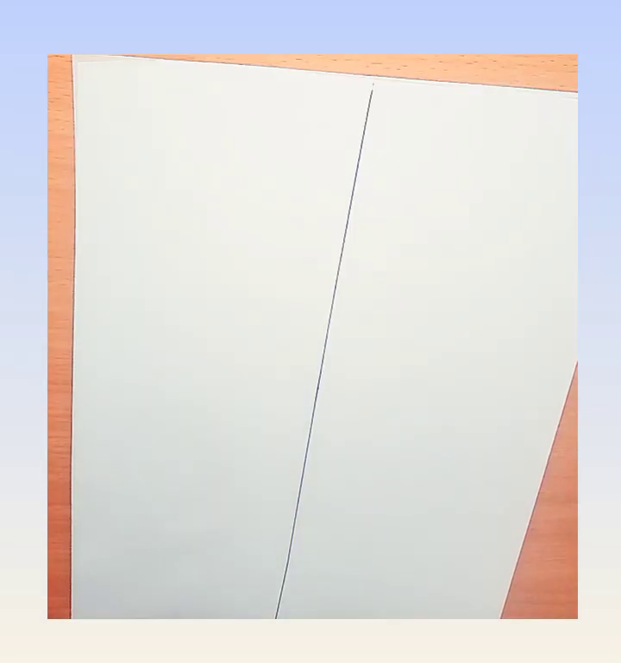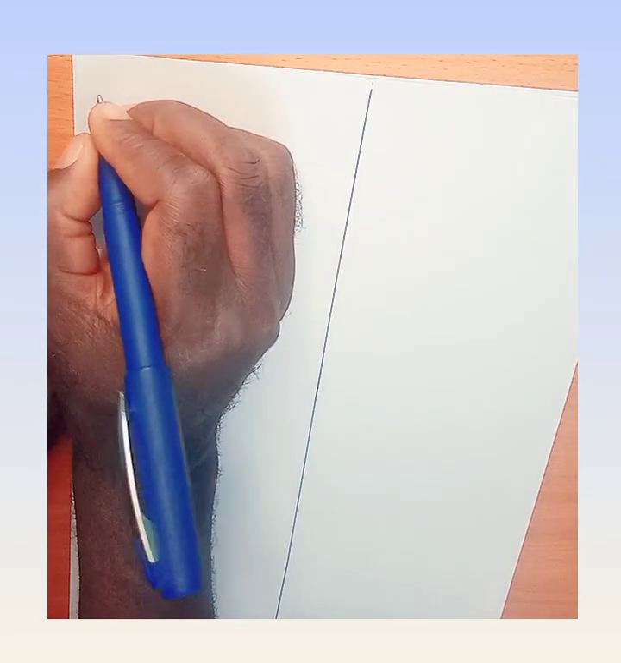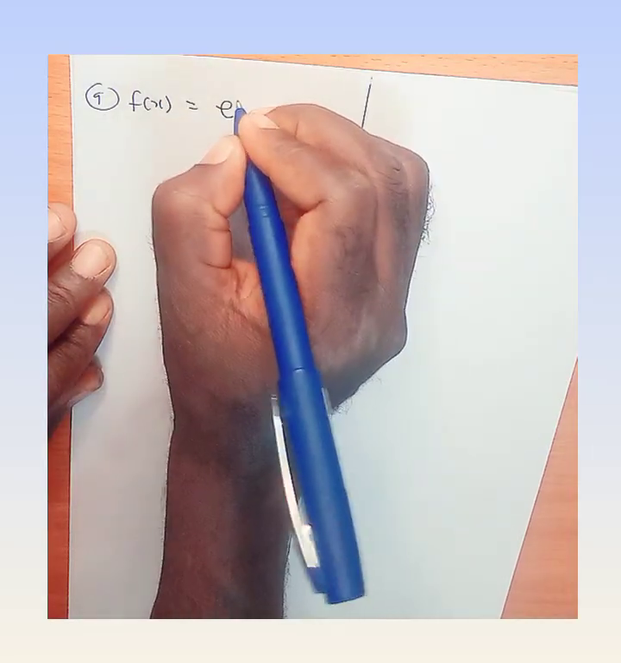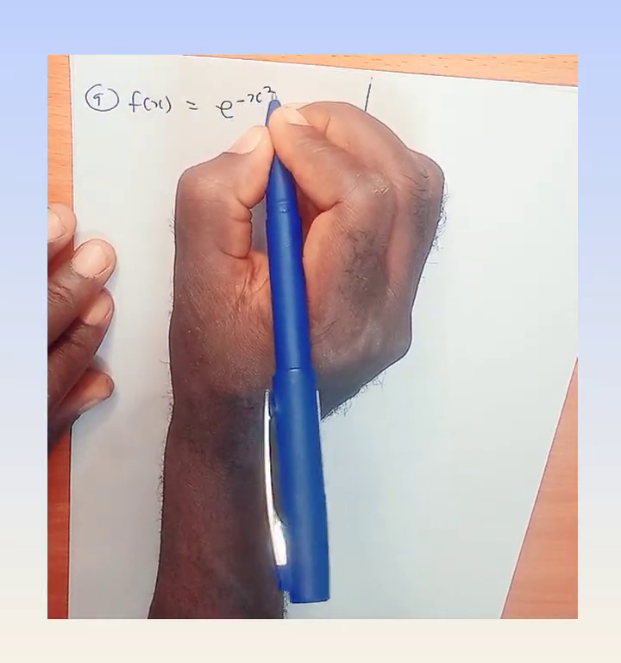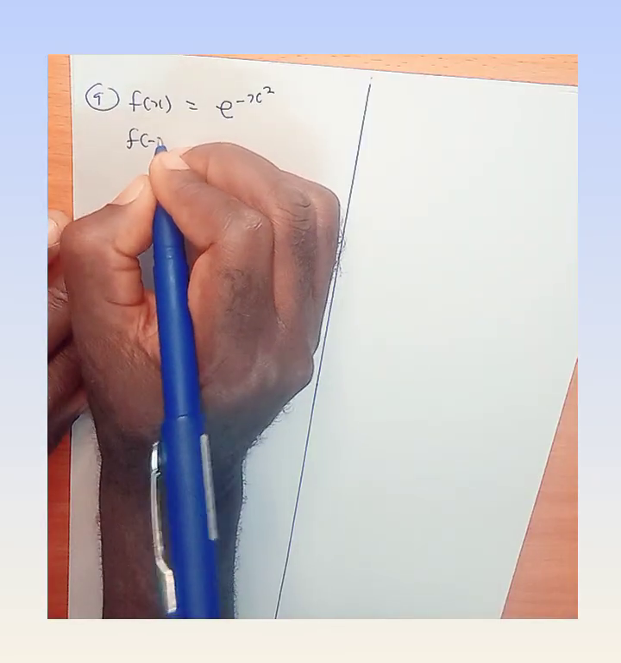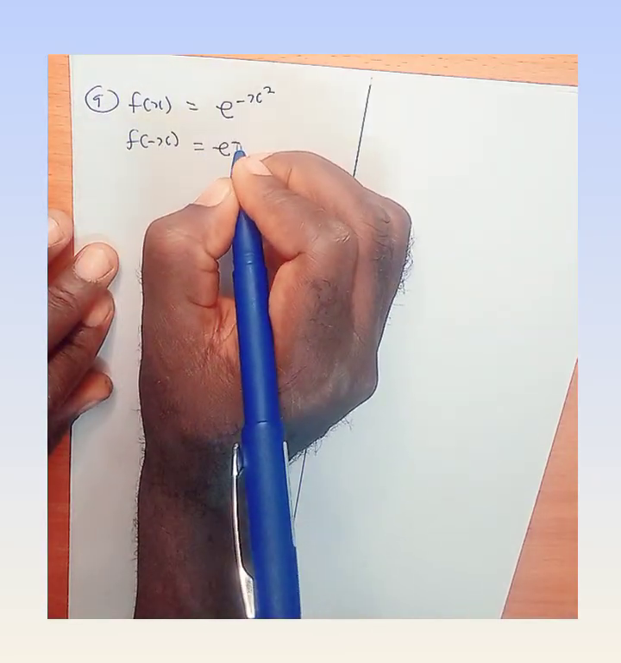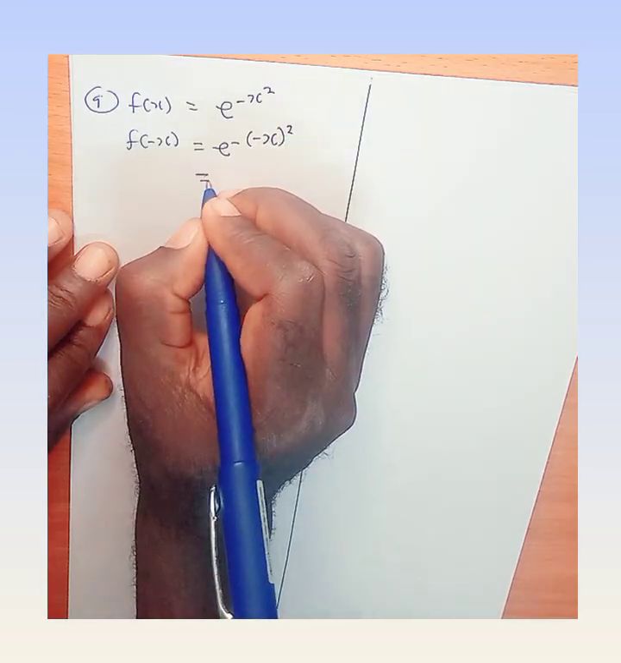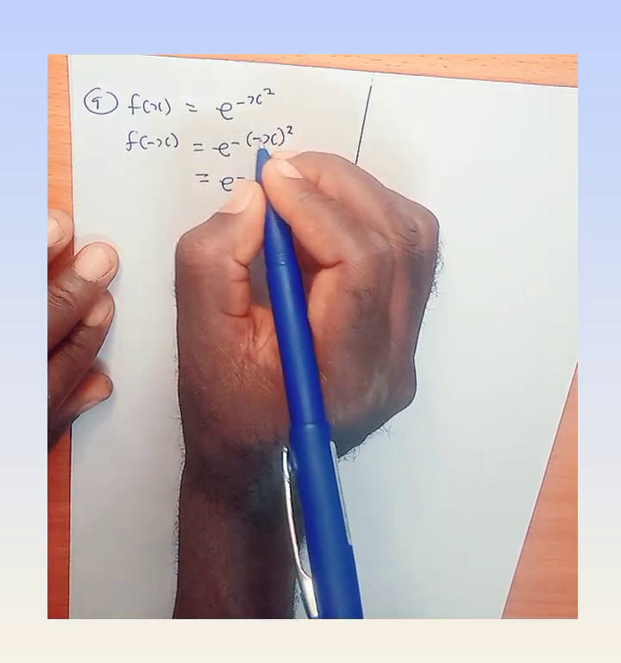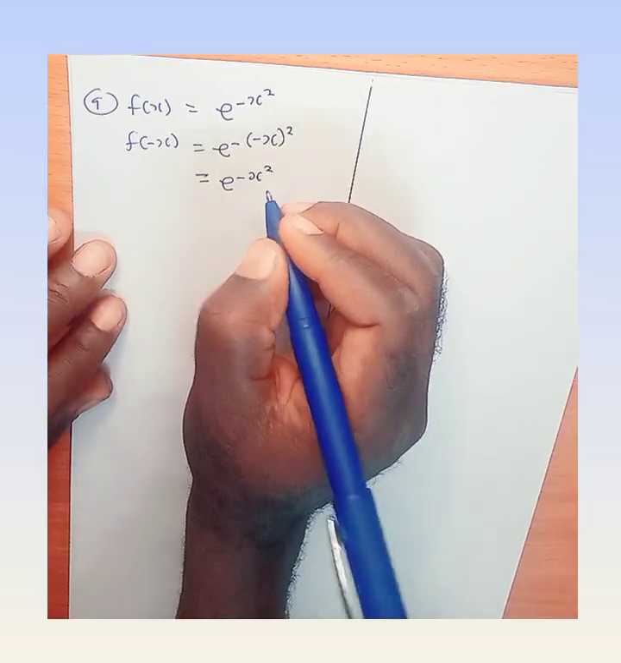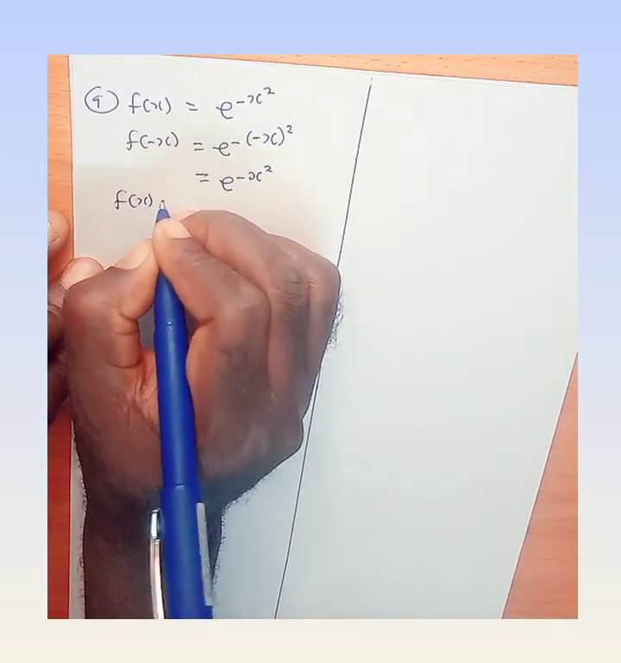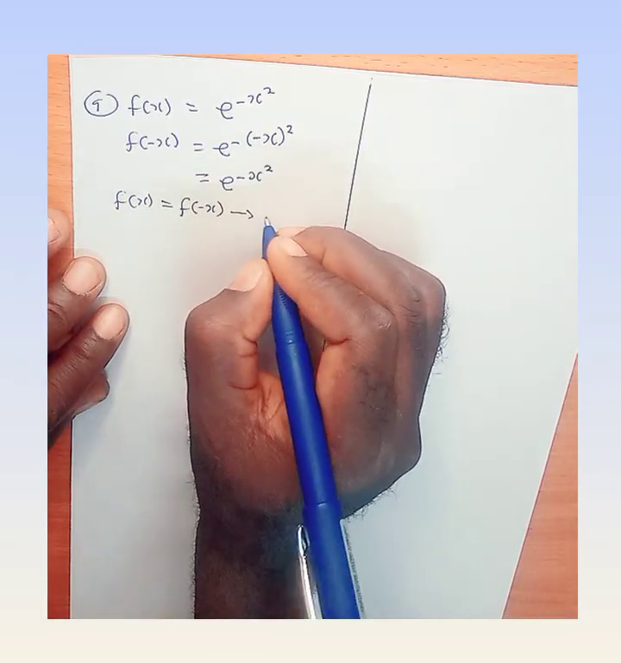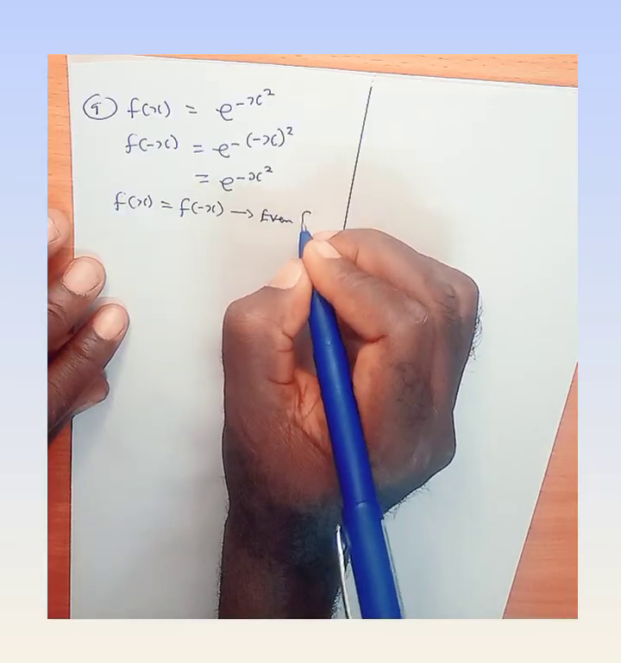Let us add one more example. Number 9, we have f of x is equal to exponential negative x squared. Then f of minus x is equal to exponential negative, you replace this x with minus, then square. When you evaluate this, minus x squared becomes x raised to power 2. You find out that f of x is equal to f of minus x. Therefore, we regard this function as an even function.